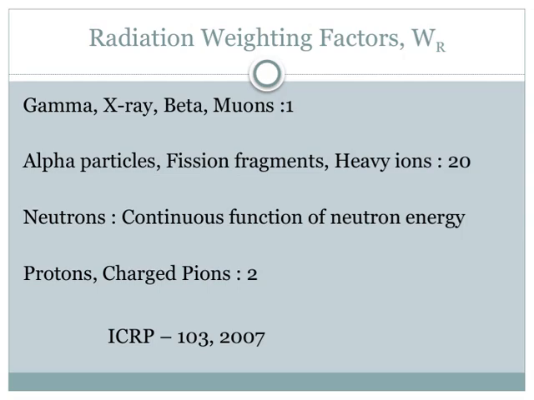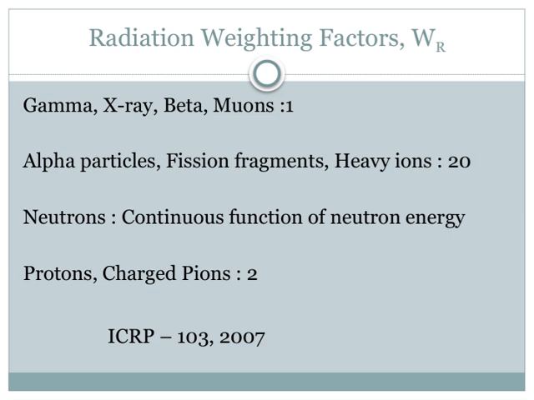Let's look at the ICRP recommendation from 2007, which is Publication 103. When we consider different types of radiation, gamma rays, X-rays, beta particles, and muons all have a weighting factor of 1. This means that their biological impact is used as a baseline for comparison. On the other hand, alpha particles, fission fragments, and heavy ions are assigned a much higher weighting factor, around 20. This reflects their greater potential to cause biological damage per unit of energy absorbed.